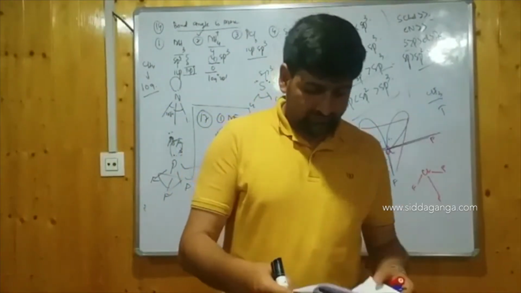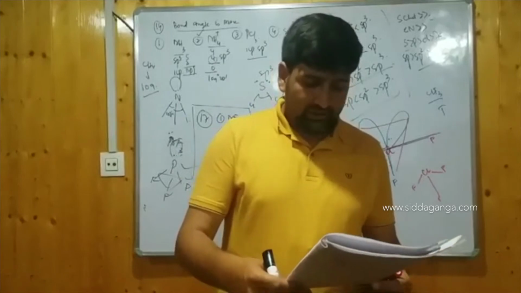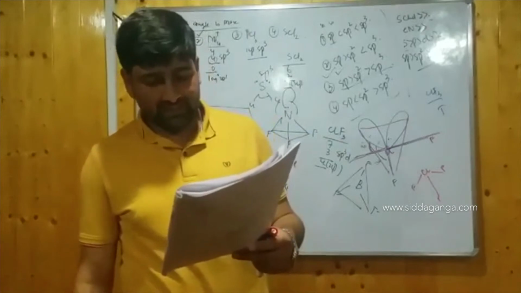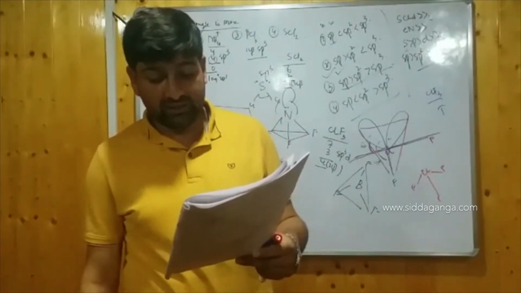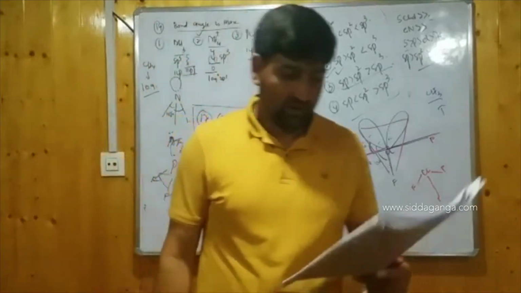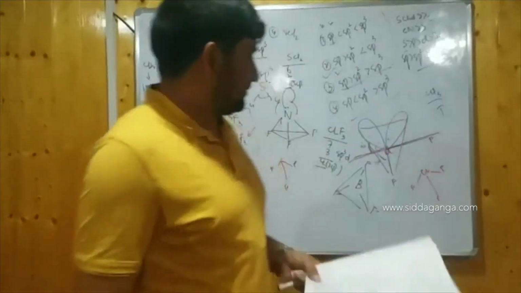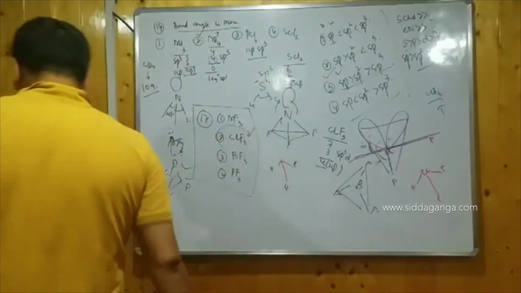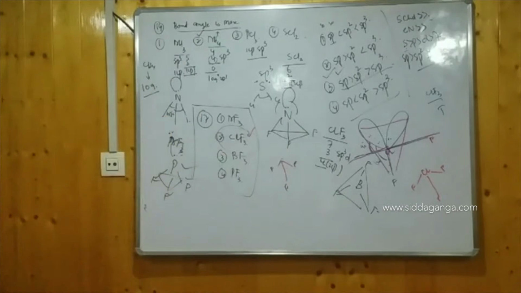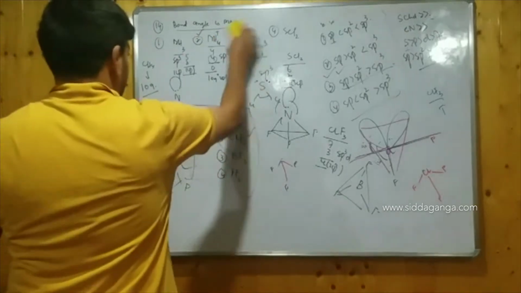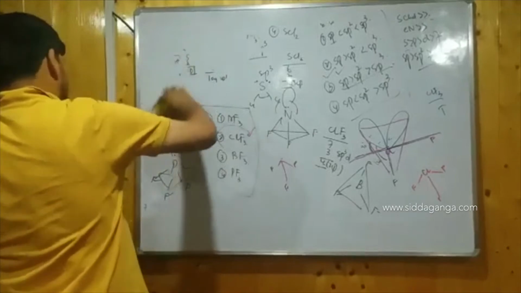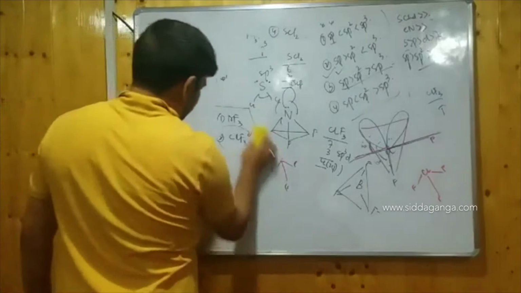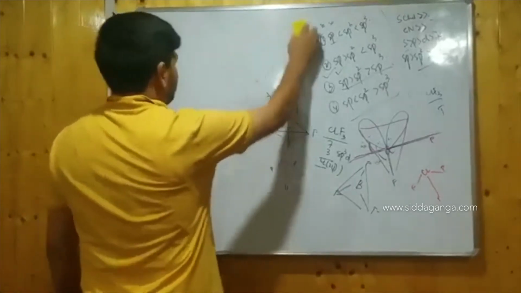Let's move into the next question. In a regular octahedral molecule MX6, the number of XMX bonds at 180 degrees is. In a regular octahedral molecule MX6. What is the number of XMX bonds at 180 degrees?